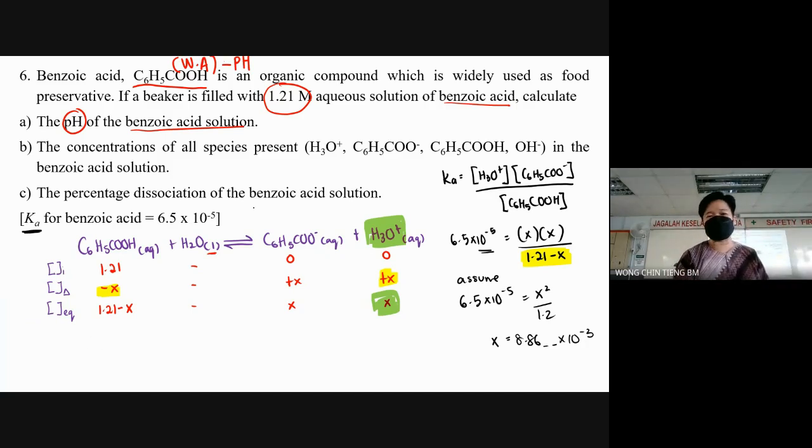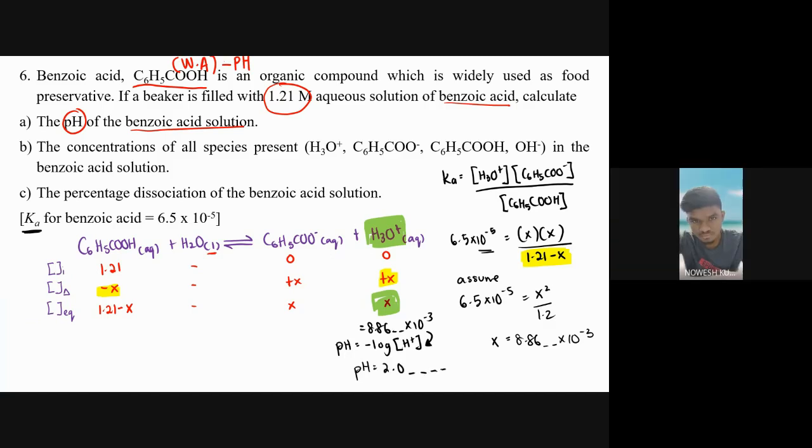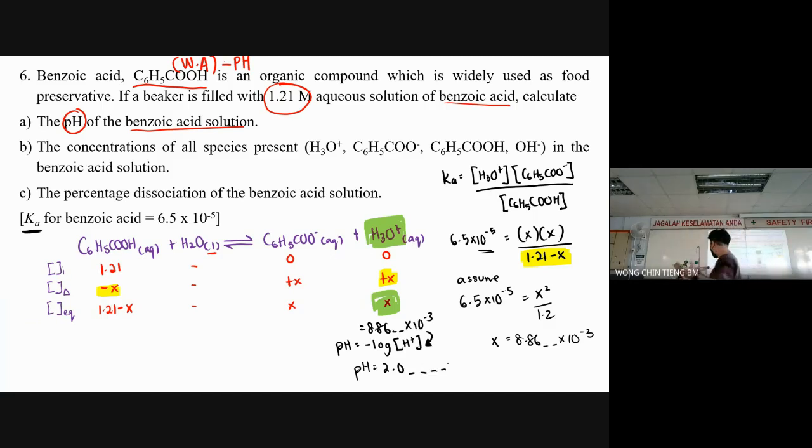Okay, so you got your X over here. Kita boleh kira pH terus sebab kita dah tahu concentration over here is your 8.86 something times 10 to the power of negative 3. So bila kamu dah tahu concentration H plus adalah banyak tu, you can calculate the pH straight away. pH equals to negative log concentration of H plus. So substitute in the value. Betul? And can I have the pH value? The pH value calculated is equal to 2.0521. Alright, something.